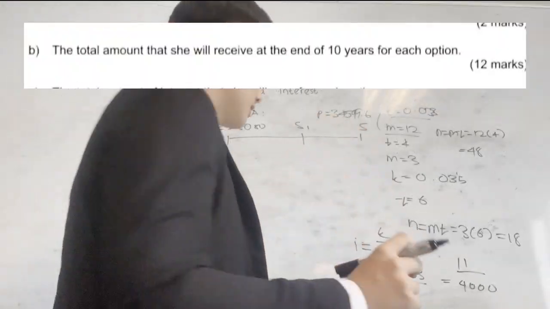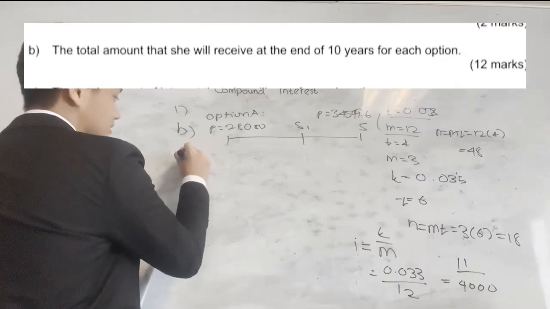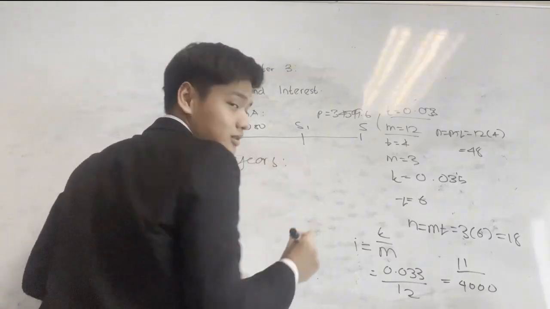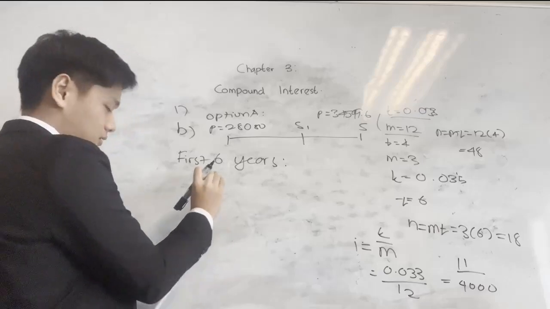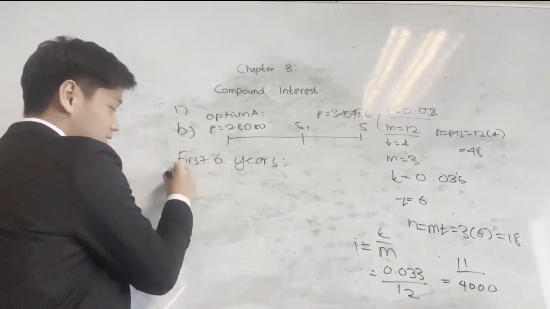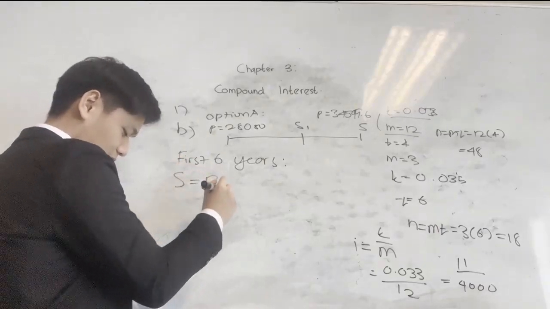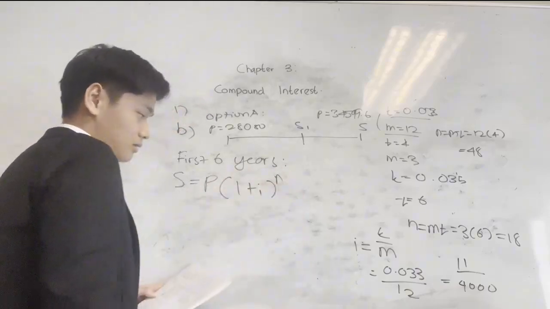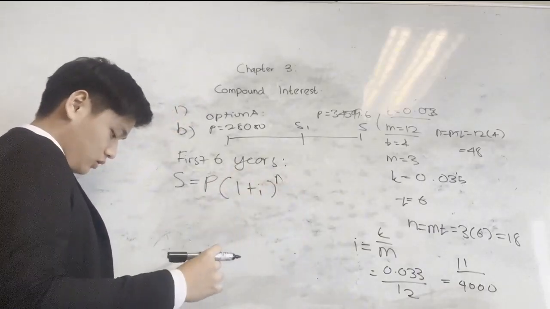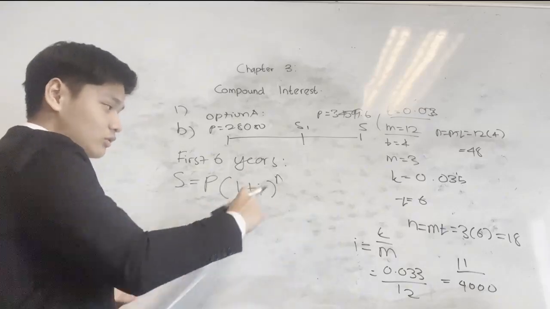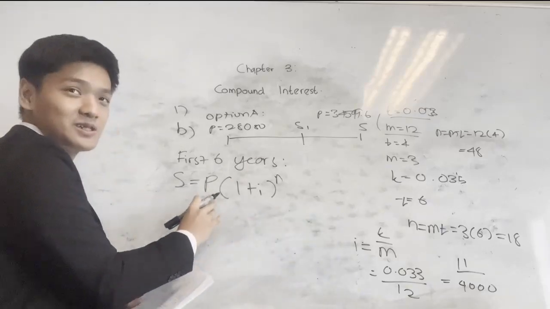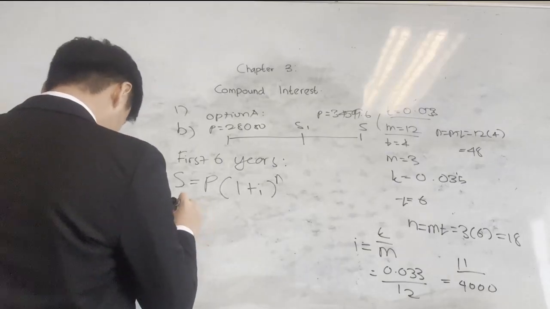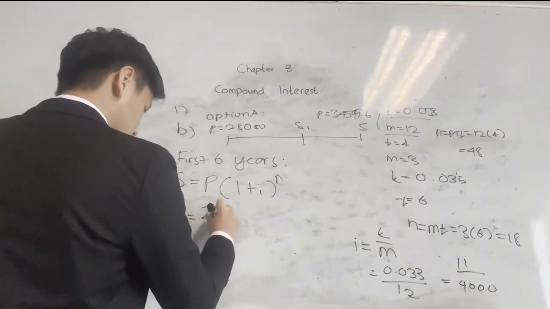For the first 6 years, don't be complicated, just write it here. And then S, this is the formula that Sheikh Ilham explained earlier: S1 = P(1 + i)^N. We include this formula to P, which is 280.80.